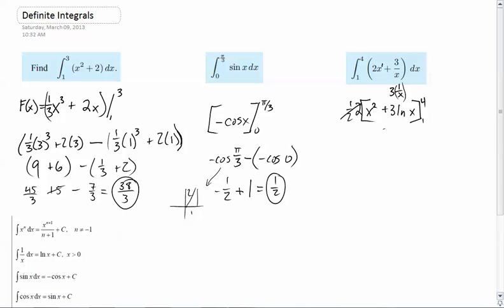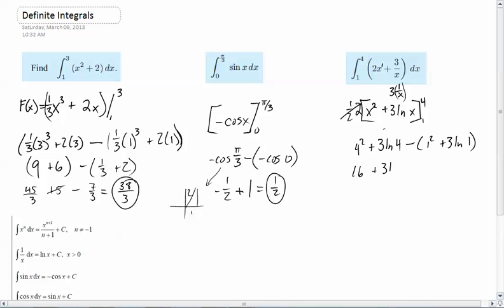So then we plug in the 4, so we go 4 squared plus 3 natural log of 4 minus 1 squared plus 3 natural log of 1. And we can simplify most of this. We'll have 16 plus 3 natural log of 4. Well, I can do the 1, 3 natural log of 1 is 0. Natural log of 1 is 0. 3 times 0 is 0. So minus 1, so the answer will be 15 plus 3 natural log of 4. So there we go.